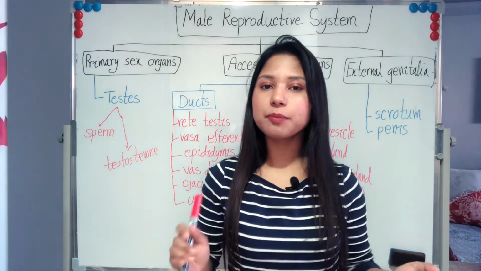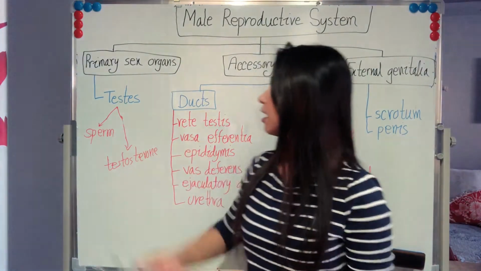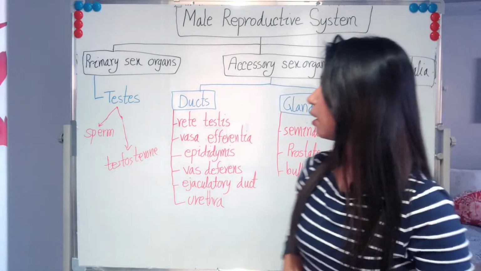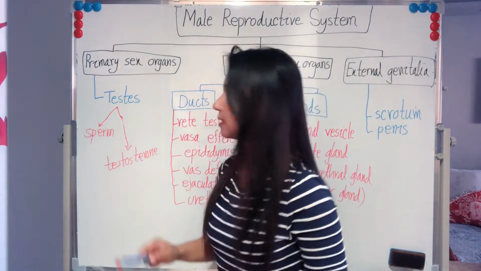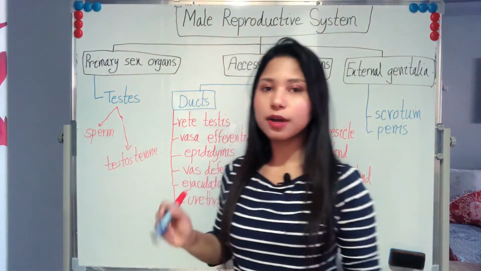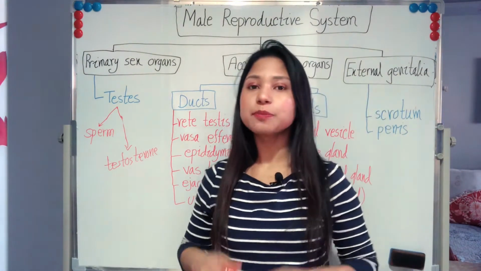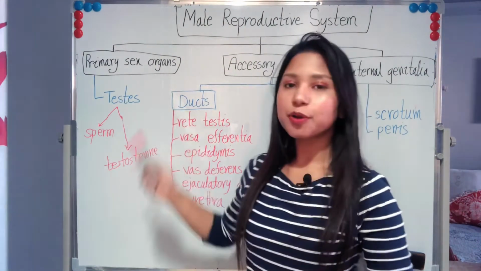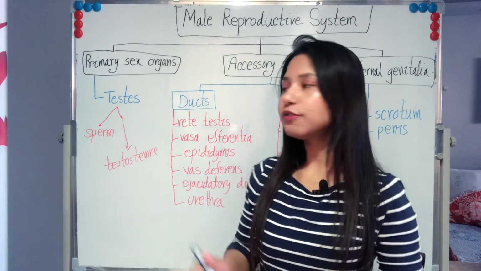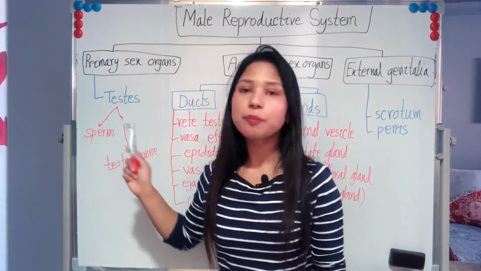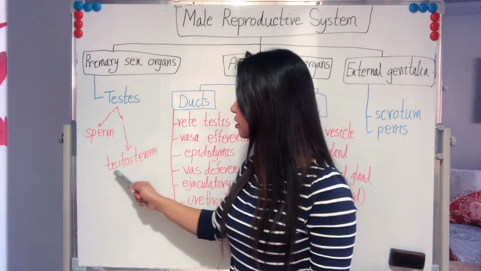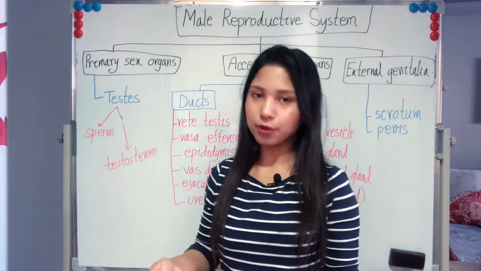We can divide a male reproductive system into three parts: primary sex organs, accessory sex organs and external genitalia. Primary sex organs are testes. Why testes are primary sex organs? Because the main function of the male reproductive system is to produce male gametes, and testes produce male gametes. So testes are the primary sex organs of male, and they have two main functions: production of sperm and production of testosterone. Testosterone is male sex hormone.